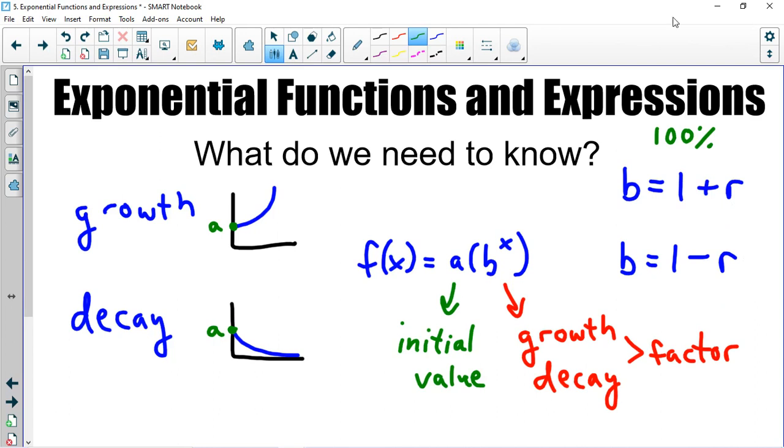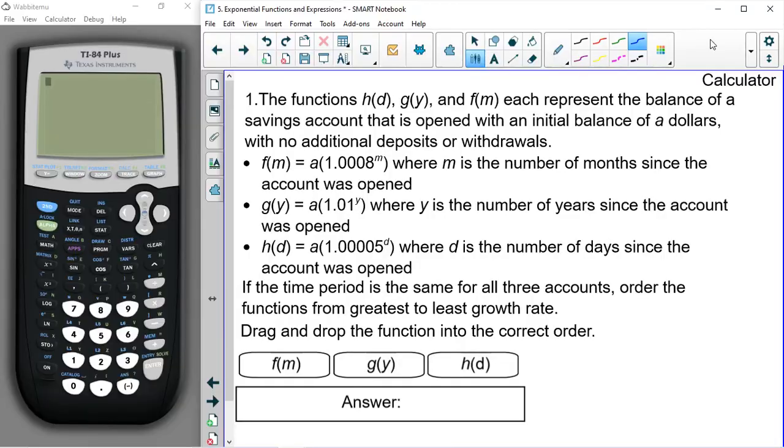So that's everything we need to know. Let's jump right into the problems. Number 1, which is a calculator problem. It says the functions h of d, g of y, and f of m each represent the balance of a savings account that is opened with an initial balance of $8 with no additional deposits or withdrawals.